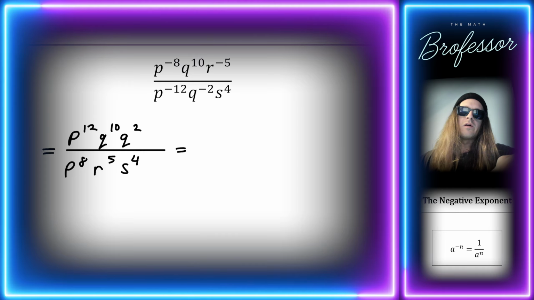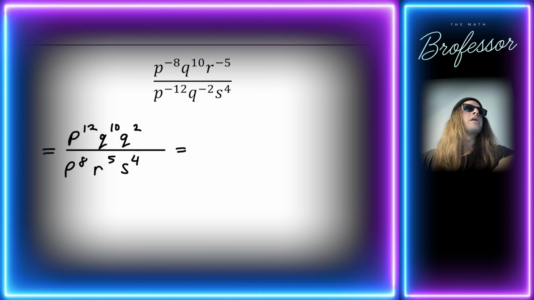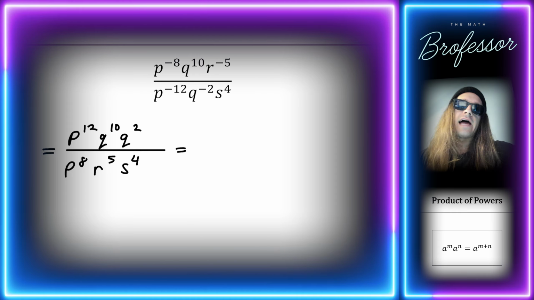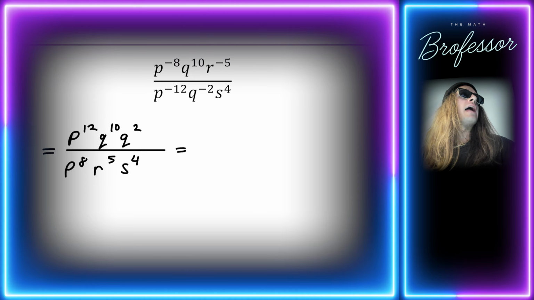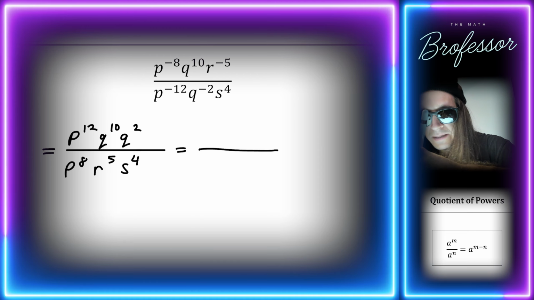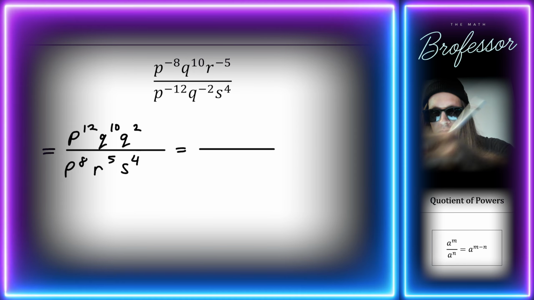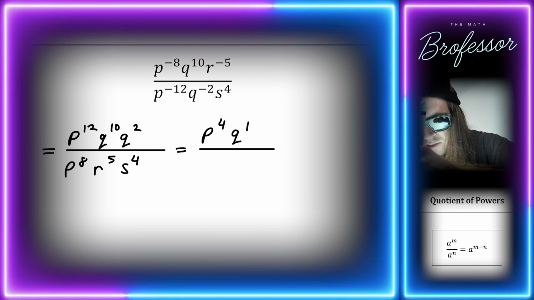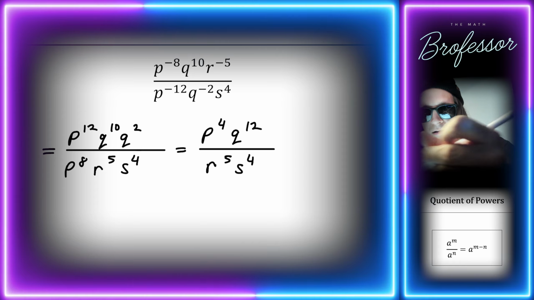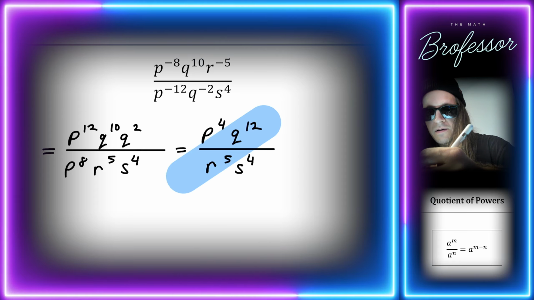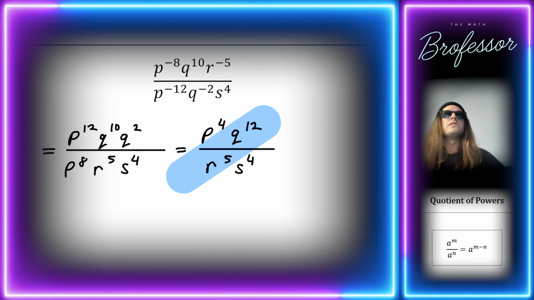Now we are going to use a combination. We're going to use product of powers where we add exponents if they're being multiplied, and quotient of powers where we subtract the exponents if they're being divided. So on the p's, that's being divided. 12 minus 8 is 4. Q's, those are being multiplied, so 10 plus 2 is 12. There's only one r. You can't combine it with anything, and there's only an s. You can't combine that with anything. That's actually it right there.